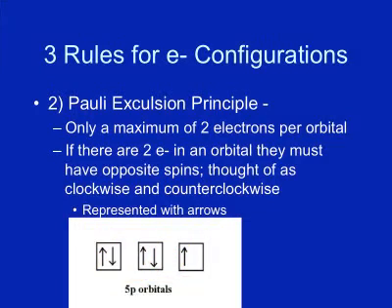The arrows are representing electrons. The boxes are representing orbitals. But we're going to learn how to draw that in 2 seconds.